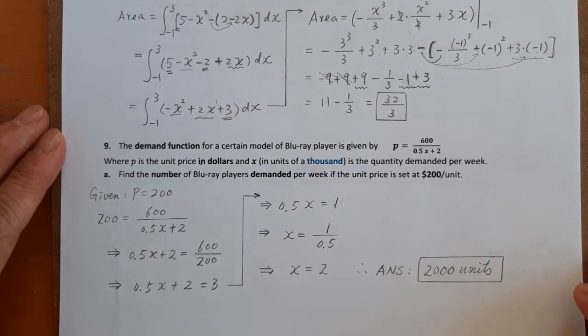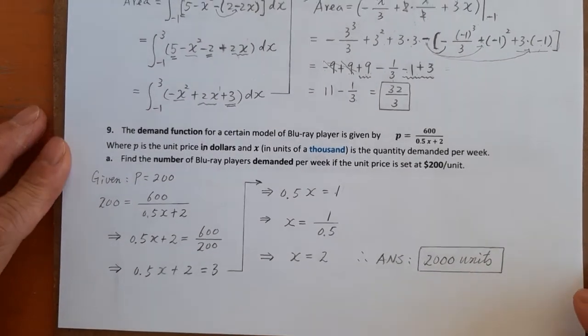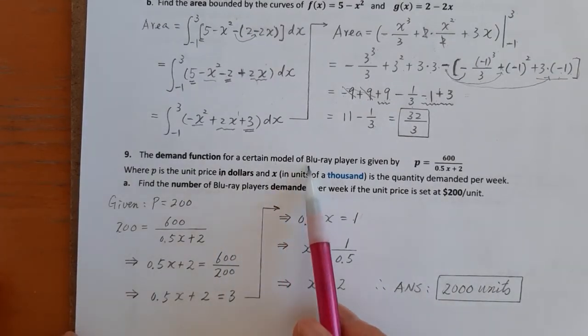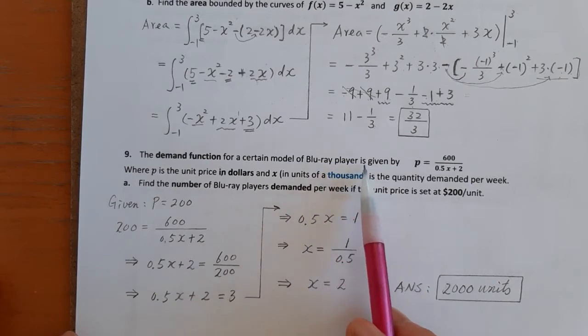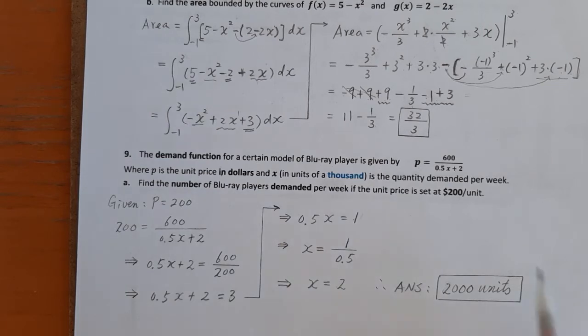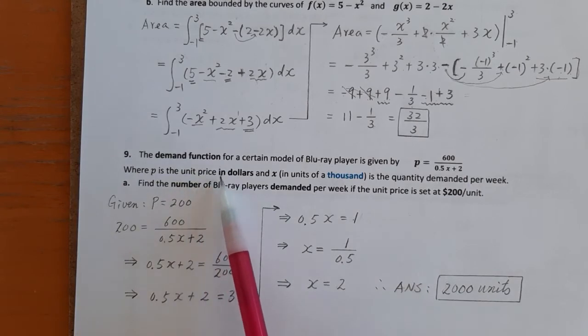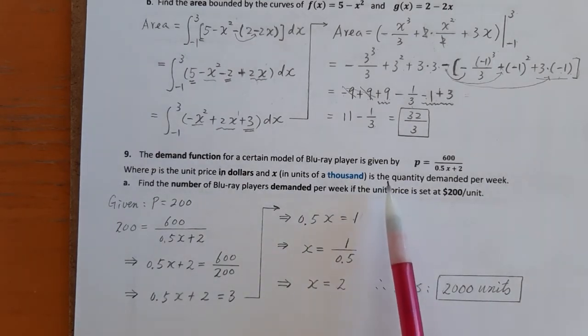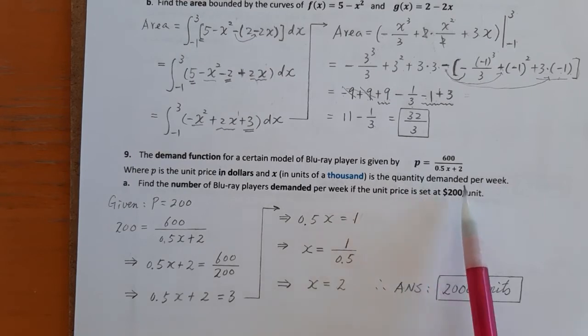Question 9. The demand function for a certain model of Blu-ray player is given by P in terms of X. This is the price and the demand and the quantity equation, the demand equation, where P is the unit price in dollars, and X is in units of 1,000. X, in 1,000s, is the quantity demanded per week.